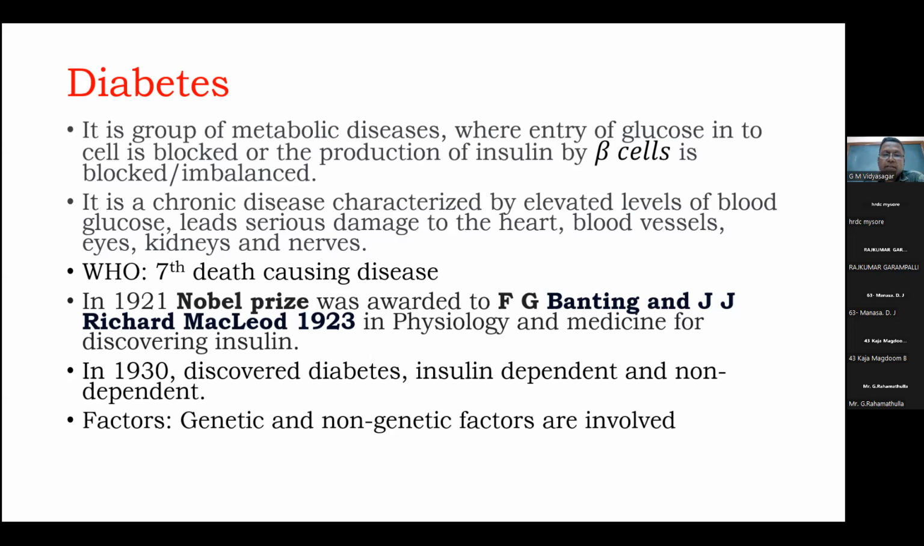In 1930, they discovered insulin-dependent and non-insulin-dependent diabetes, these two. Before that, we had only diabetes, or the sugar disease, or sugar-related disease, as we used to call it. From 1930 onwards, we started calling this in two divisions: one is insulin dependent, another one is non-insulin dependent.